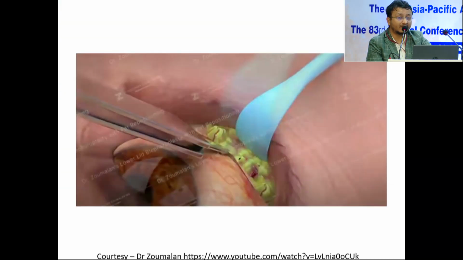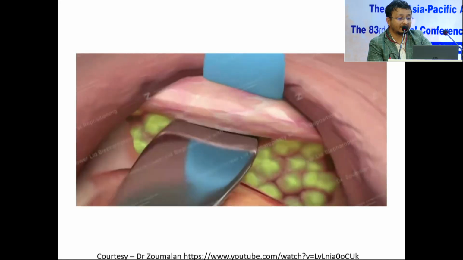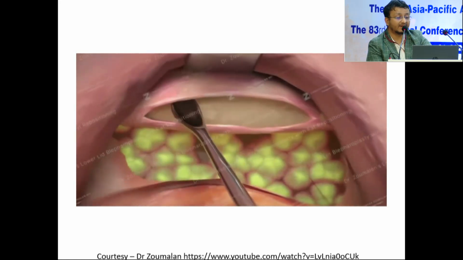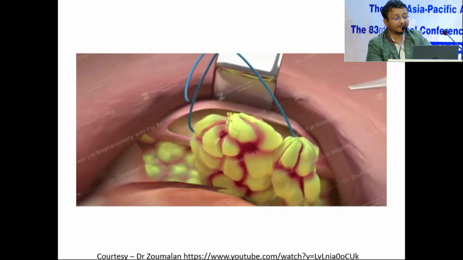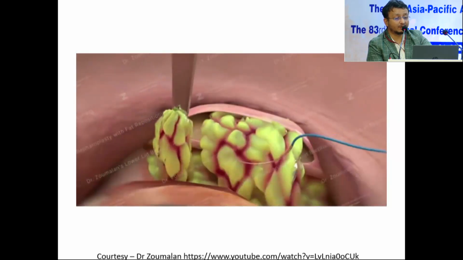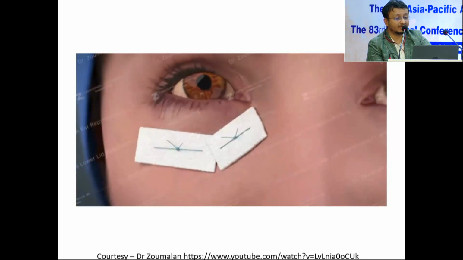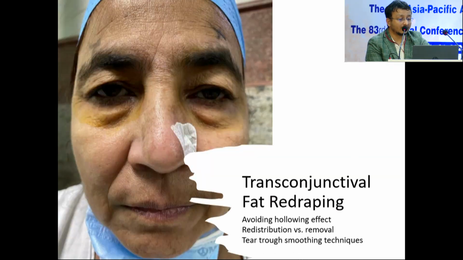This is a small animated video wherein, after identifying the fat pads, the periosteum is opened up, and the fat pads are then sandwiched inside the periosteum and brought out using 6-0 double-ended Prolene sutures. Fat re-draping can be done in both the pre-periosteal plane or in the sub-periosteal plane. I prefer the pre-periosteal plane. This was one of the patients where we had done a fat re-draping.